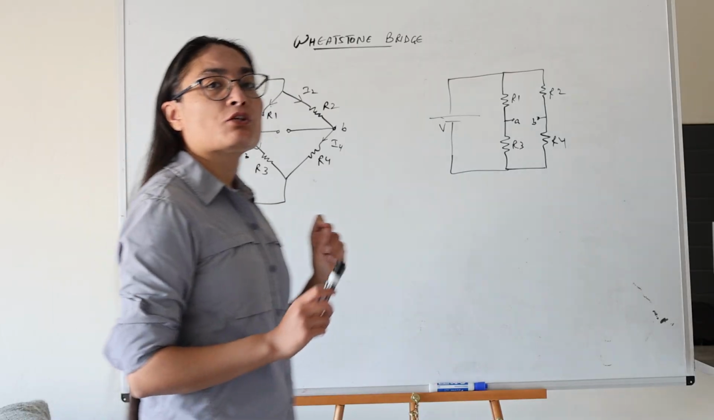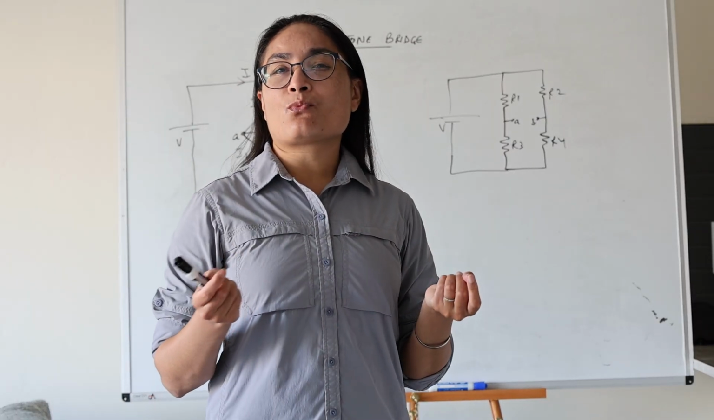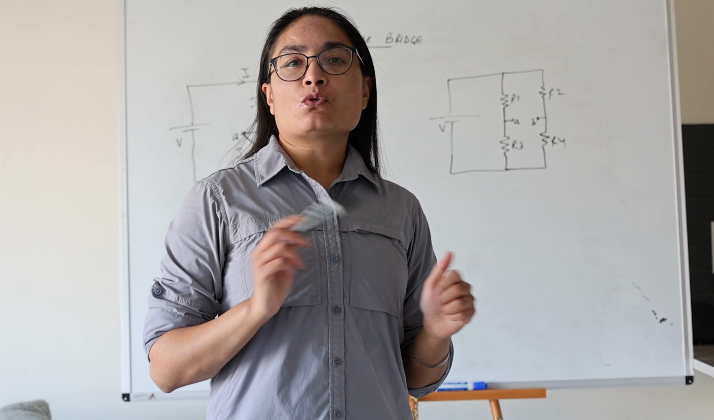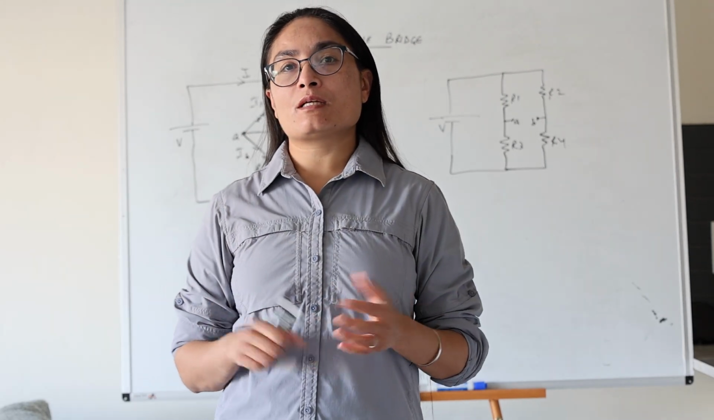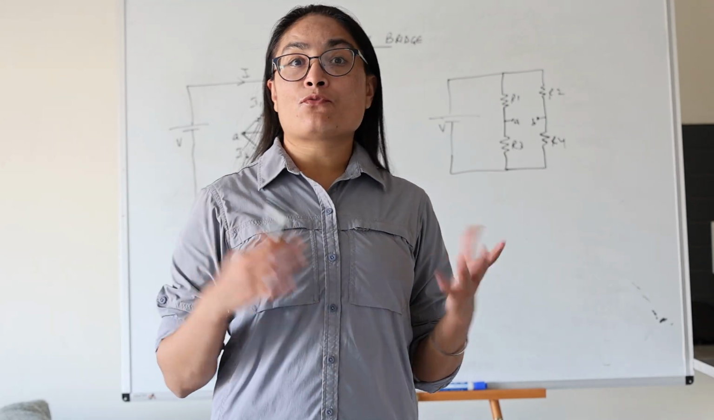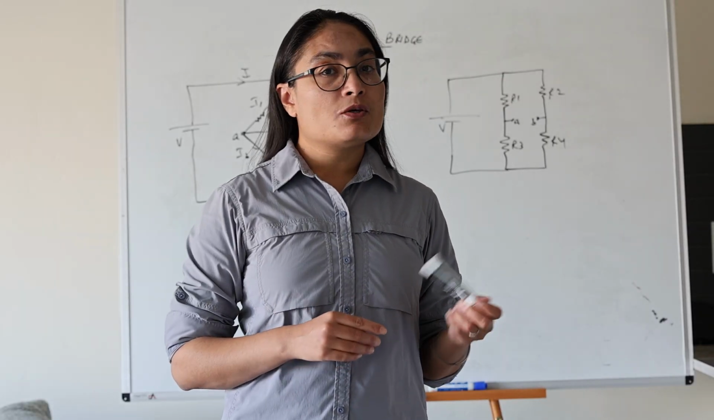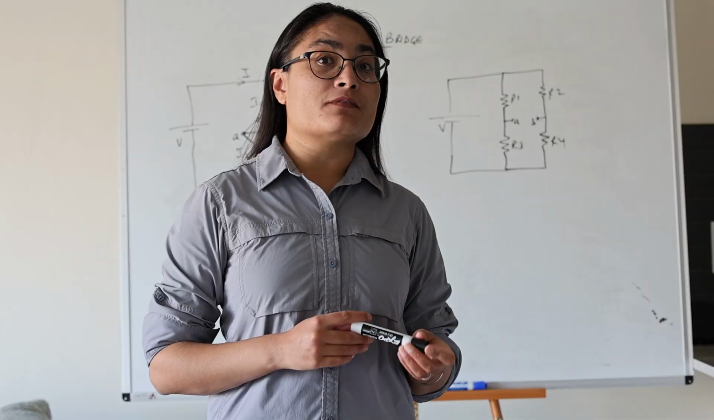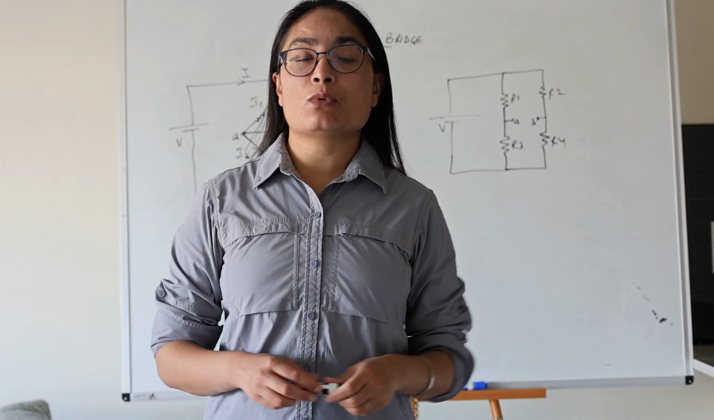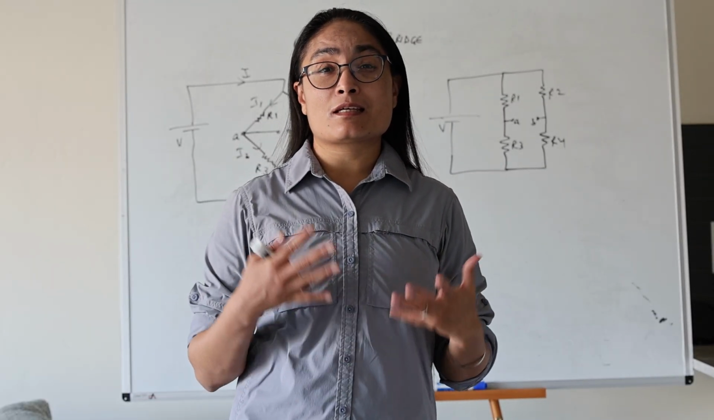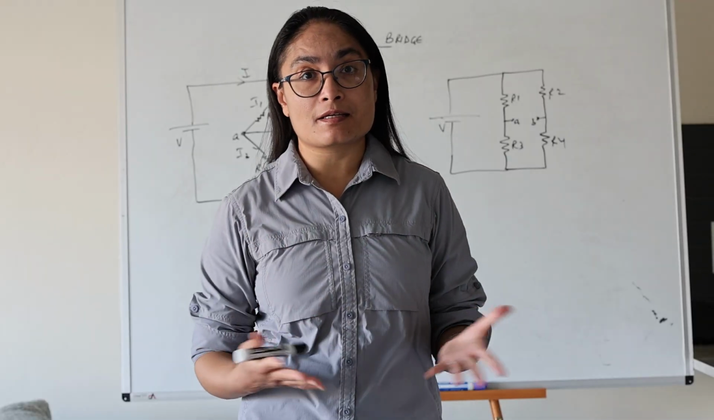But before we do that, you might question, what is this used for? One of the use cases for a Wheatstone bridge is, let's say you have four resistors connected like this and one of them is an unknown resistor, you can easily calculate the value of that resistor. So I would just use this Wheatstone bridge as a means to analyze circuits easily.